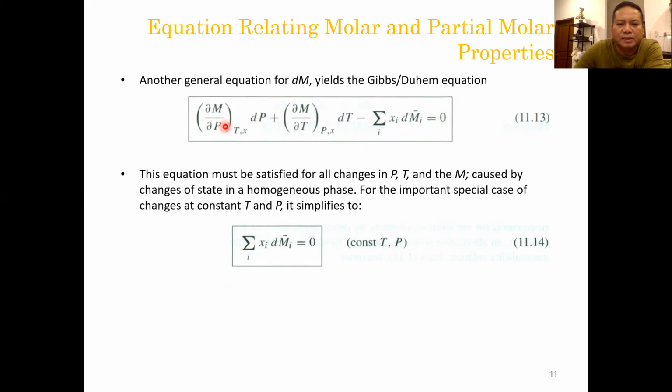The other general equation for M uses the Gibbs-Duhem equation. You can see it is very similar, and it should be equal to 0. This equation must be satisfied for all changes in P and T and M caused by changes of state in a homogeneous phase. Homogeneous phase means that even when you have at least two components in a mixture, it is all the same, both for the liquid and the vapor form. So this should be equal to 0 because those terms are constant and become 0.